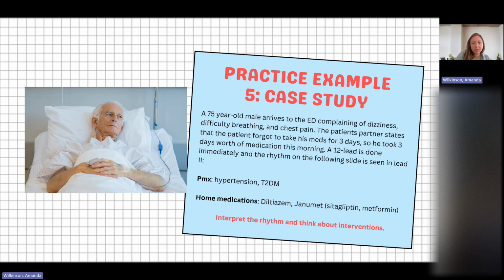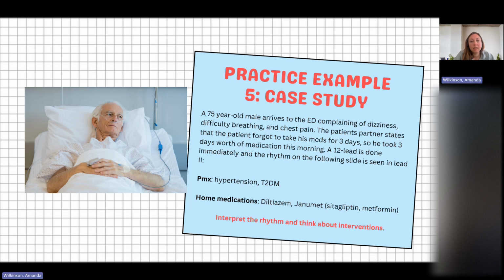Do we have, oh, we do have another scenario. So we have a 75-year-old male who arrives to the ED with complaints of dizziness, difficulty breathing, and chest pain. The patient's partner states that the patient forgot to take his meds for 3 days, so he took 3 days worth of medication this morning.